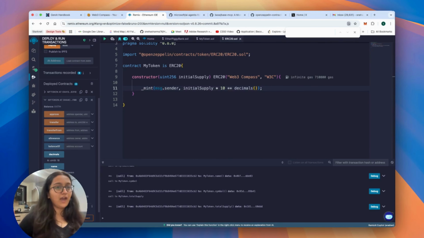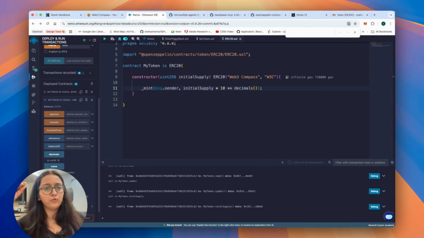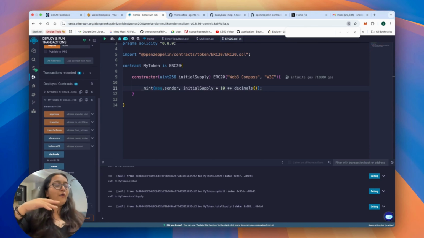Now, as a quick recap, we learned why ERC20 exists and how it standardized token behavior across Ethereum. What name, symbol, decimals, initial supply, total supply mean, how balances and allowances are used, how to approve and transfer tokens, and how OpenZeppelin can do all of this in just like 5-6 lines of code, right?